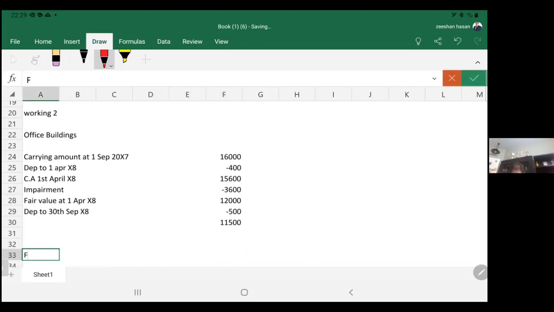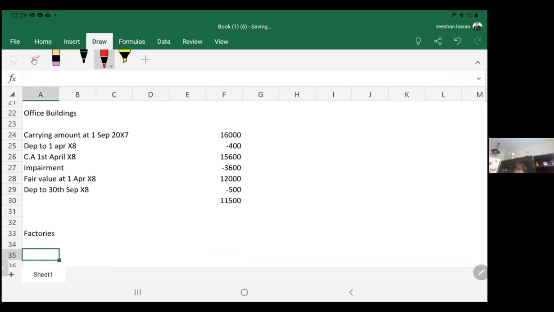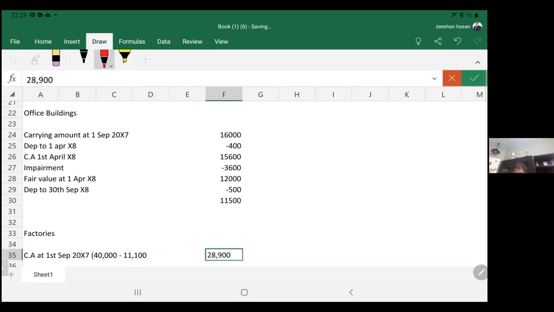Now related to factories, which we already looked at. The carrying amount at 1st October 2007: 40,000 minus 11,100, which is 28,900.